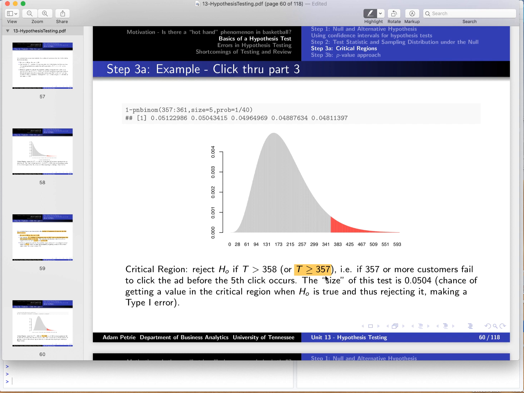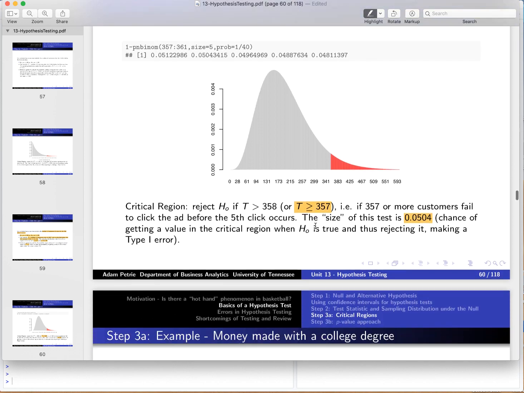So if we have to wait 357 customers for that 5th click to occur, well, the probability of that value or something bigger occurring when the null is true only happens about 5% of the time. And so if we do find a value in that critical region, that is our extraordinary evidence for the claim in the alternative that p is really less than 1 out of 40. Getting a value that size hardly ever happens when the null is true, and so we'd reject the null hypothesis and go with the claim in the alternative.